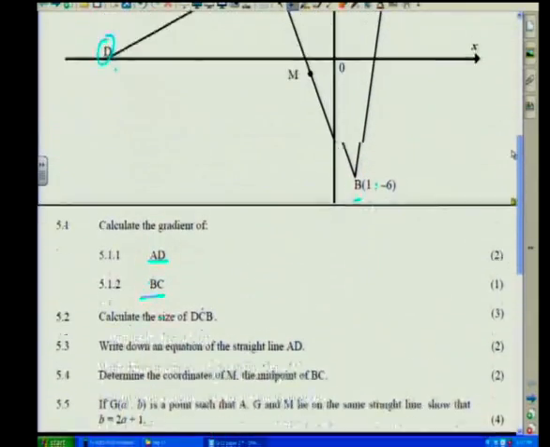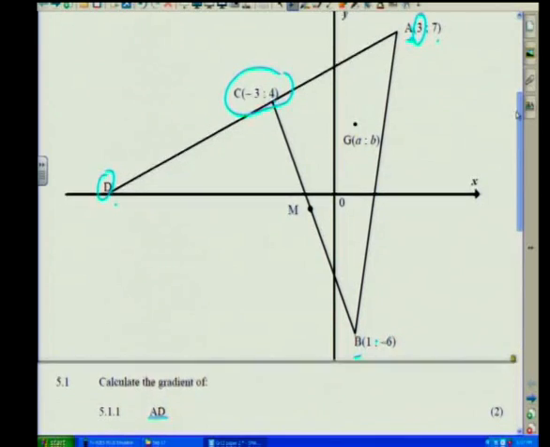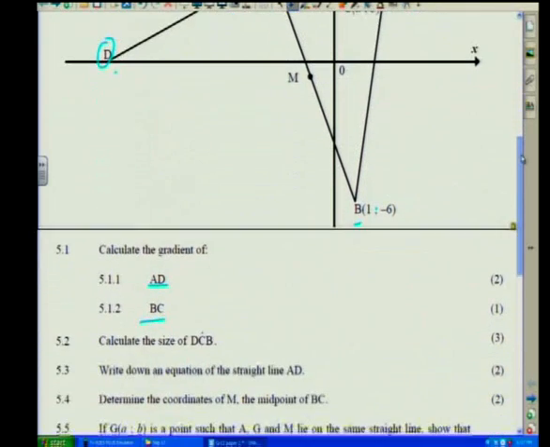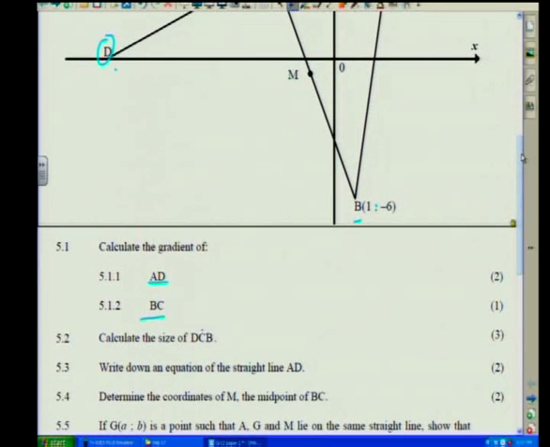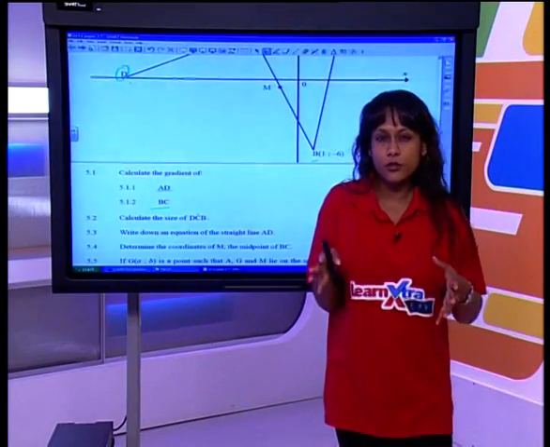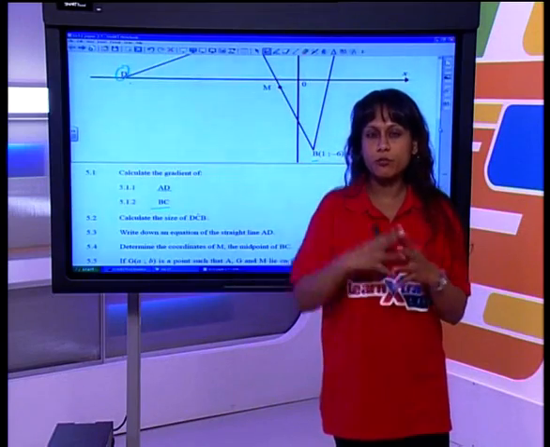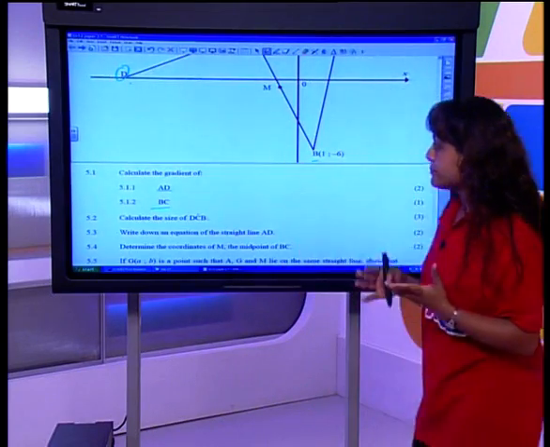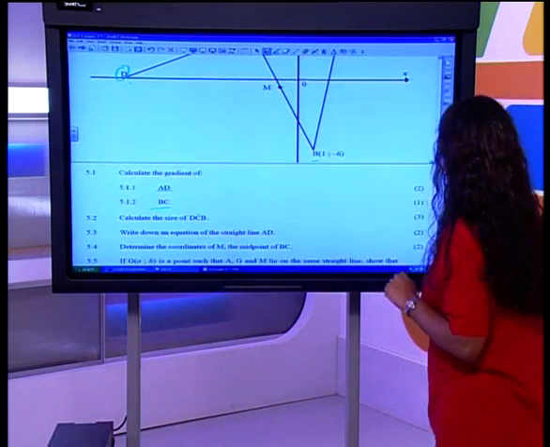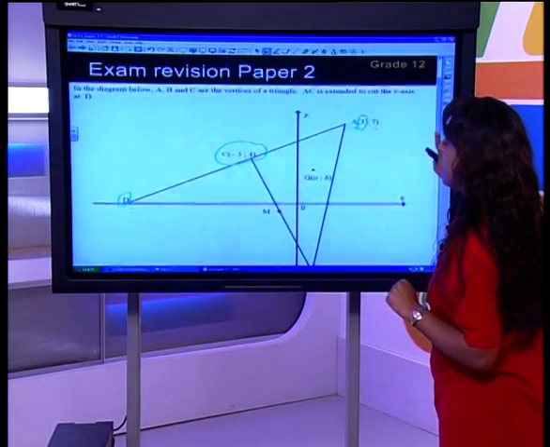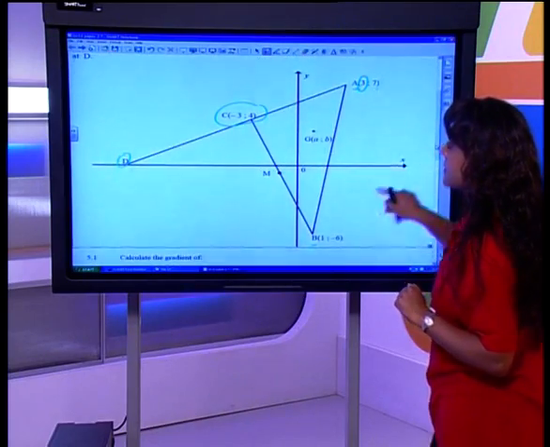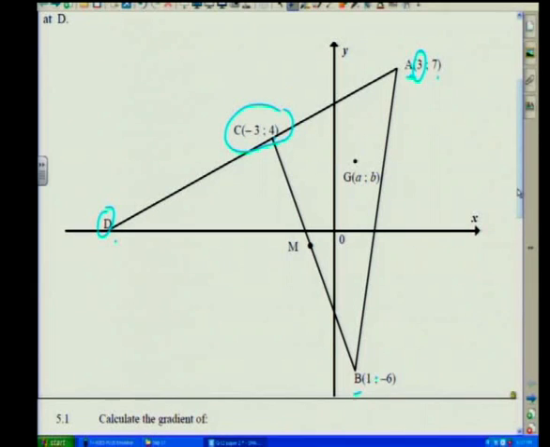All right. Now that we've got the gradients of both BC and AD, the next question is actually linked to those gradients. Okay, and they often do this with analytical geometry. One of the following questions is usually linked to the previous ones. And this one, they want us to find the size of angle DCB. So how does the previous stuff help us? The size of angle DCB, which is this one.